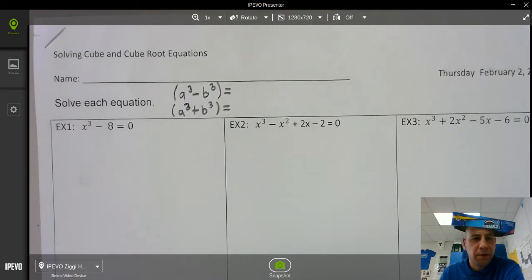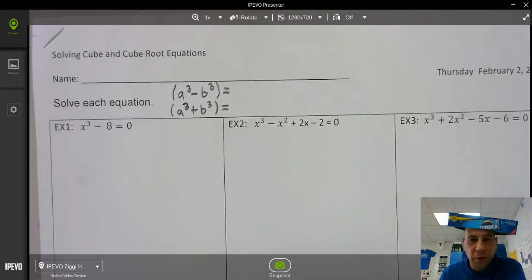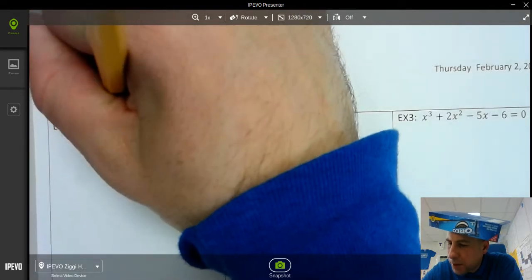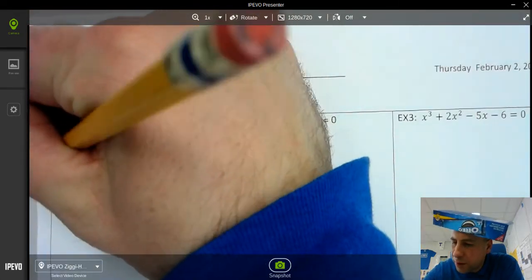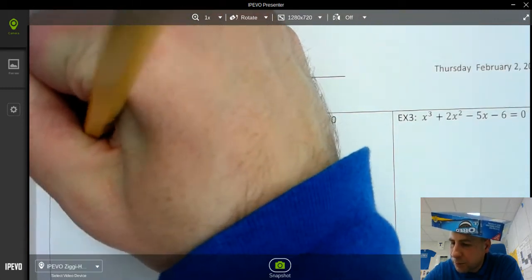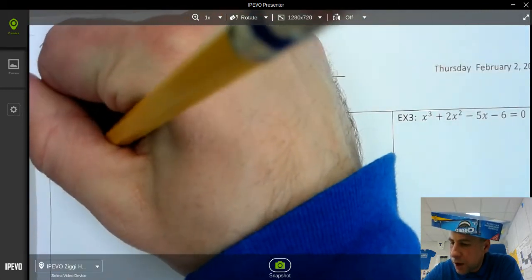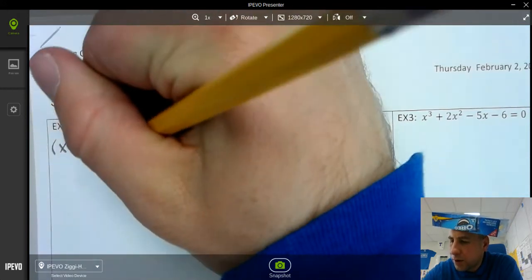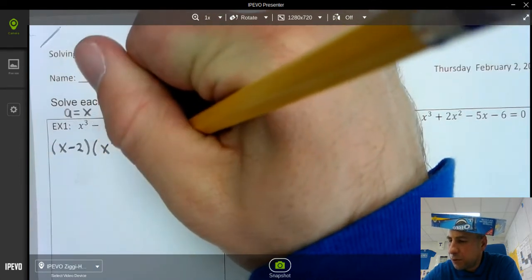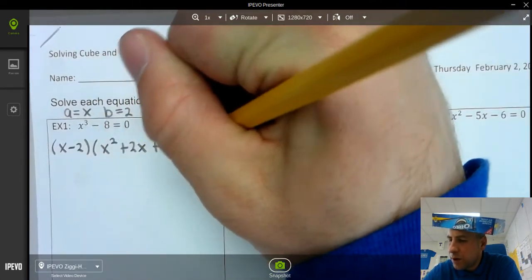So, example 1. It looks like a difference of cubes, so we know that a is x and b is 2. Using the difference of cubes formula that you've written down, that's x minus 2 times x squared plus 2x plus 2 squared, which is 4, equals 0.